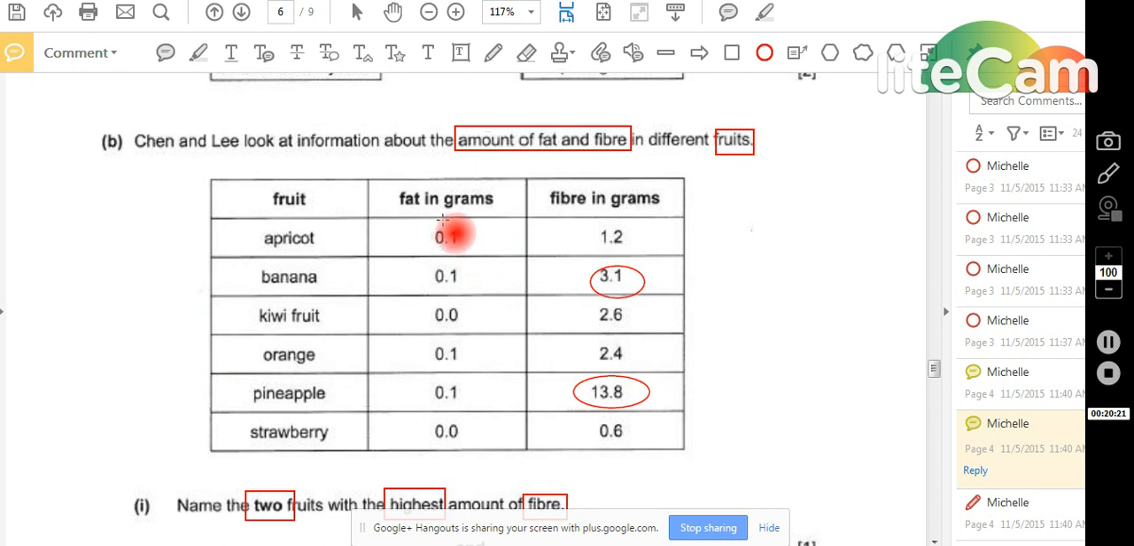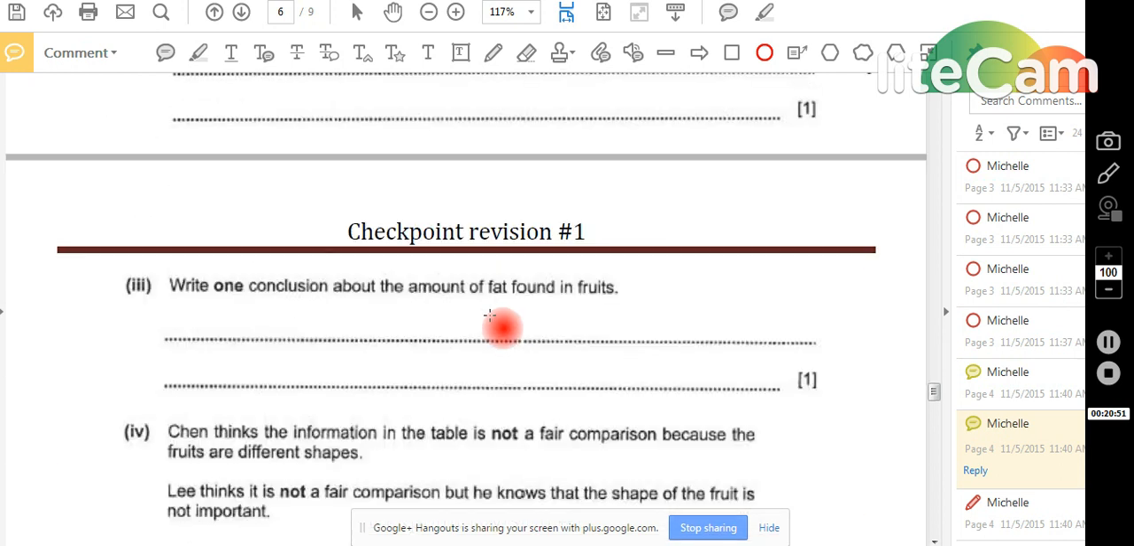But what we can say is we compare, all of this is either 0.0 or 0.1. And look at this side, it's 1.2, 3.1, 2.6, 13.8. So these numbers are much larger than this one. So the conclusion we can come to is that there's not a lot of fat in fruits. Okay. Do you understand how I got there and why I'm saying what I'm saying? Yes. Okay.